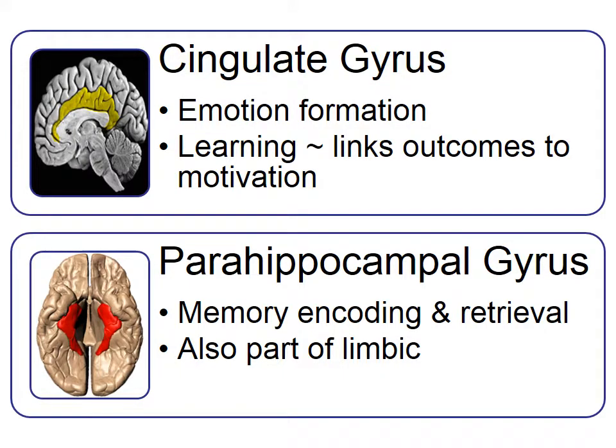The cingulate gyrus links outcomes to emotions. Say you started walking every day and you feel so much better; the positive outcome motivates you to keep walking. Parahippocampal gyrus, part of the limbic system. This gyrus pulls memories from other areas.